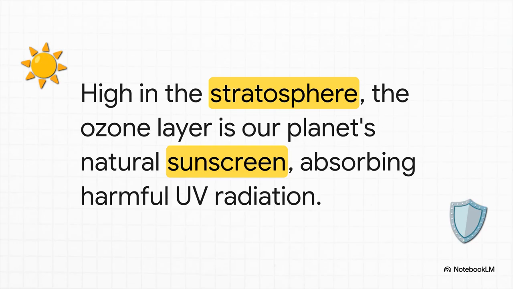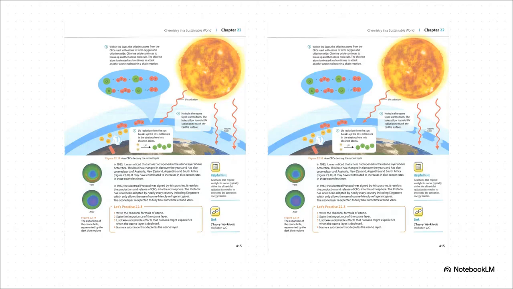Now let's travel way up, about 15 to 30 kilometers above the ground, into a layer of the atmosphere called the stratosphere. This is where we find the ozone layer. Think of it like the Earth's natural sunscreen. It's a shield of O3 molecules that blocks most of the sun's dangerous ultraviolet, or UV, radiation. But this protective shield came under serious attack. Just look at these images.